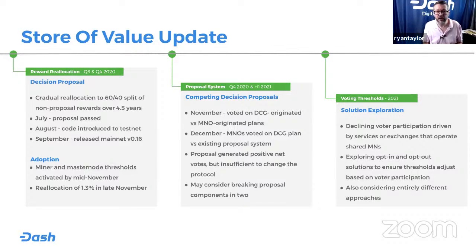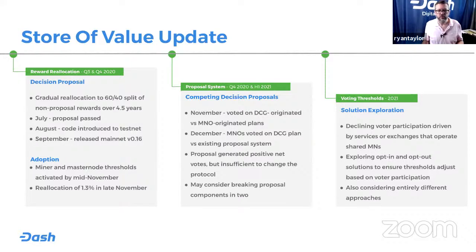Now, there was a complicated process associated with this that took place during the quarter. And that is because DCG was putting forward a proposal that many MNOs did not agree with, and they wanted to put forward a separate proposal. So we went through a 2-step process similar to what we've gone through in the past when multiple options were being presented to the network. In the November cycle, the DCG originated proposal and the MNO originated proposal went head to head in a vote.